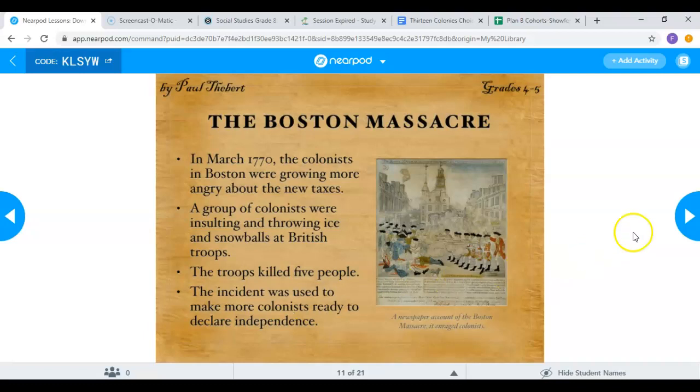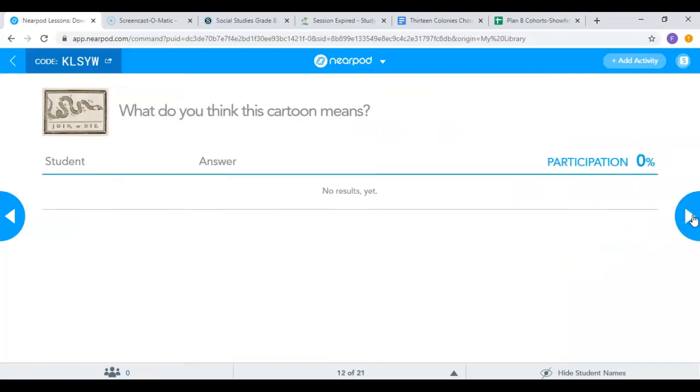We're actually going to talk about this cartoon. I know it's really hard to see, but it's a snake that has been chopped into pieces, and each piece is labeled with an abbreviation for the colonies. So you have Massachusetts, North Carolina, Virginia, and so on. Ben Franklin created this political cartoon.